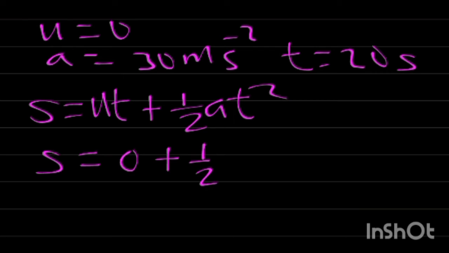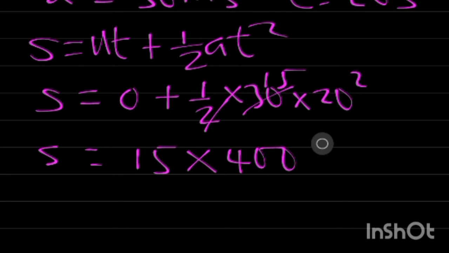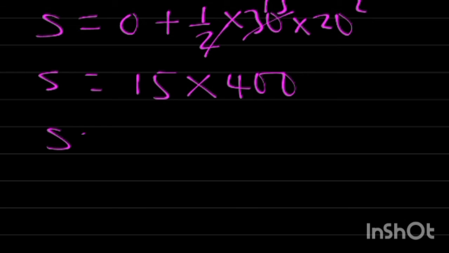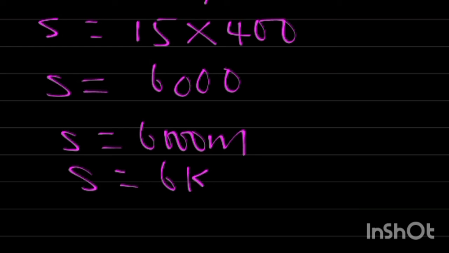What is my a? It is 30. 30 times 20 squared. 2 goes in 30 is actually 15. I have 15 times 20 squared. That is 400. Therefore, s is equal to 6,000 meters. Therefore, s is equal to 6 kilometers. That is the distance covered.